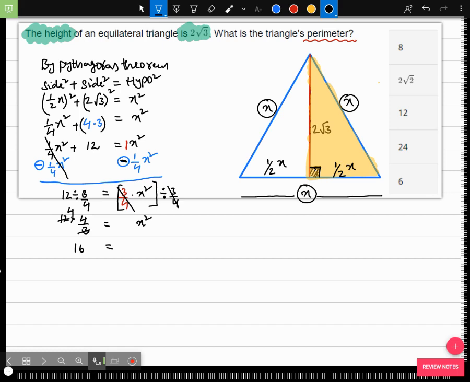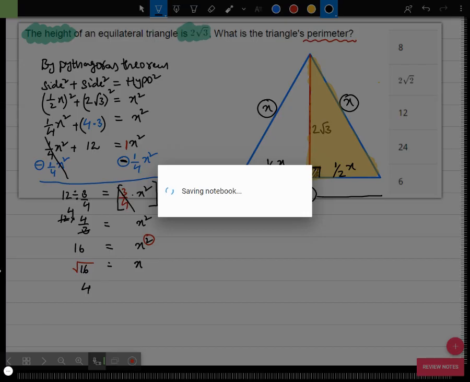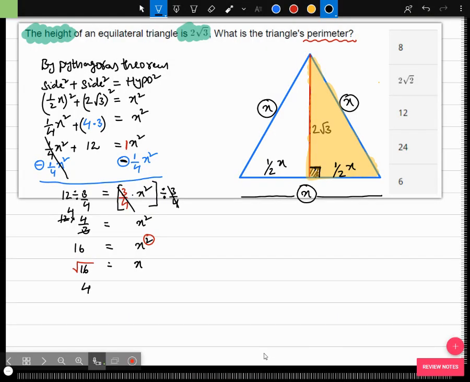Then x square, you'll end up with 16. As you know, to eliminate square, we take the square root on the other side. So finally, you'll get the value of x equals 4. X means that's the side. Now, I know that each side of this triangle is 4 units, an equilateral triangle, right?